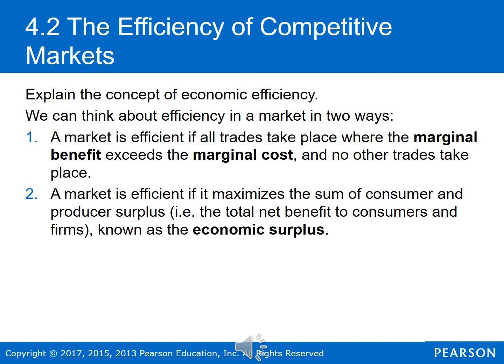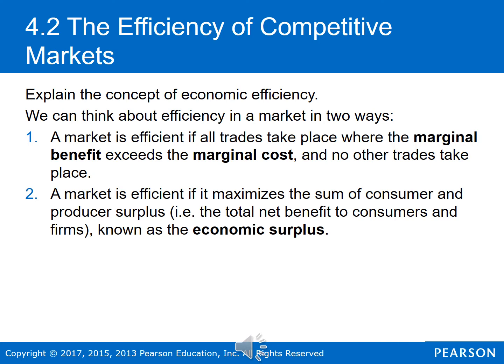Now that we've defined and explored consumer surplus and producer surplus, we can talk about the efficiency of competitive markets. There are two different ways we can think about the efficiency of markets. First, a market is efficient if all the trades take place where the marginal benefit exceeds the marginal cost, and then no other trades take place. So in this case, each of the trades taking place is where the marginal benefit exceeds the marginal cost, so you're gaining more than the cost of actually producing these goods.